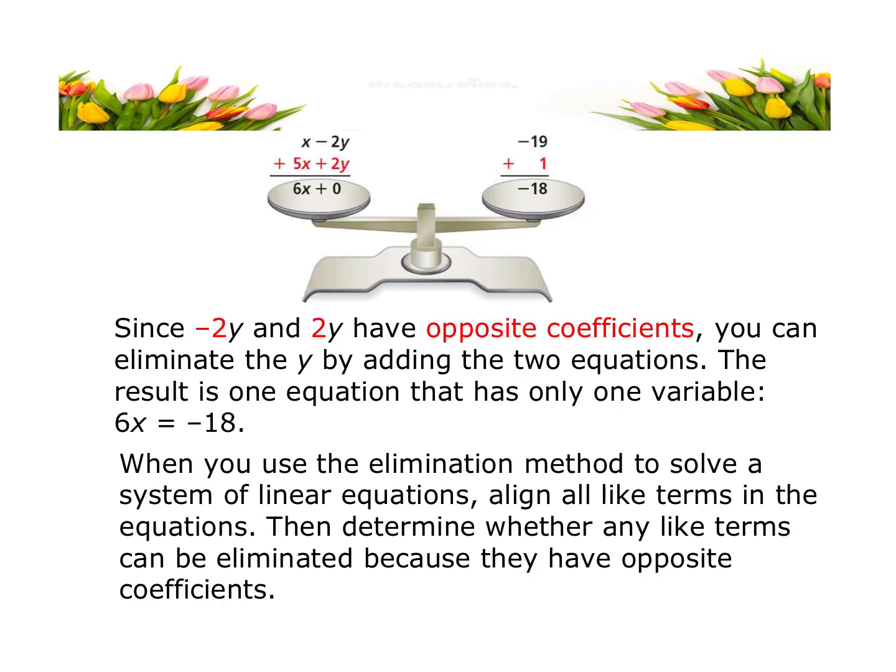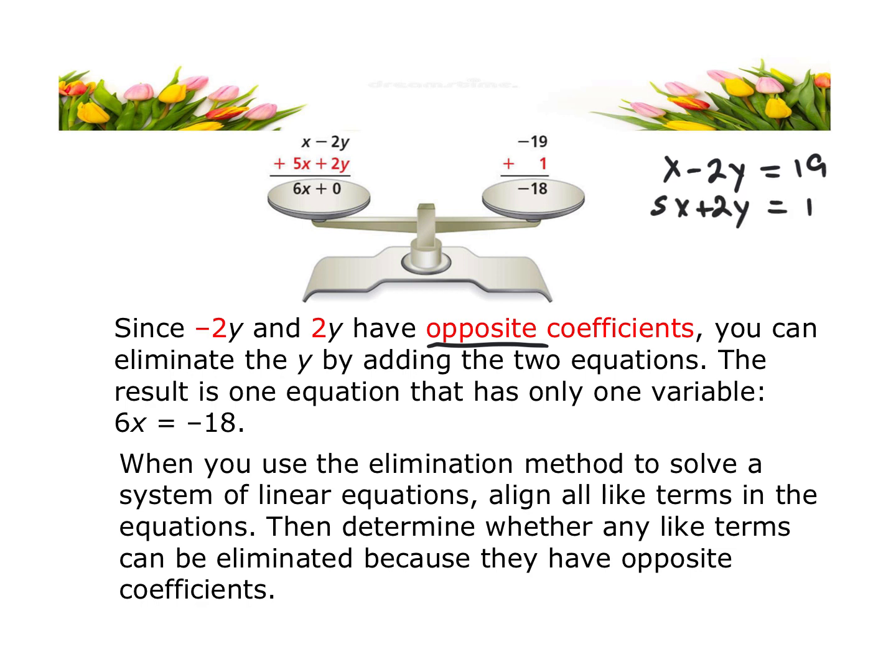So since we have a negative 2y and a positive 2y, and they have opposite coefficients, the key word right here is opposite. You can eliminate the y by adding the 2 equations. The result is one equation that has only one variable, 6x equals negative 18. How do they do that? So we have these 2 equations from the last slide, right?